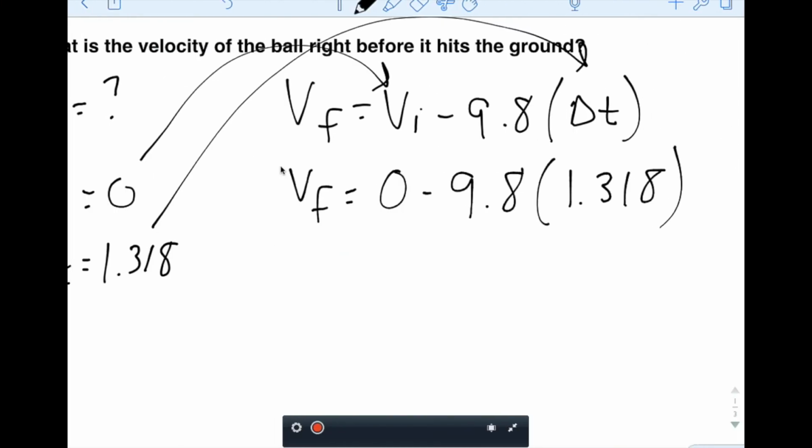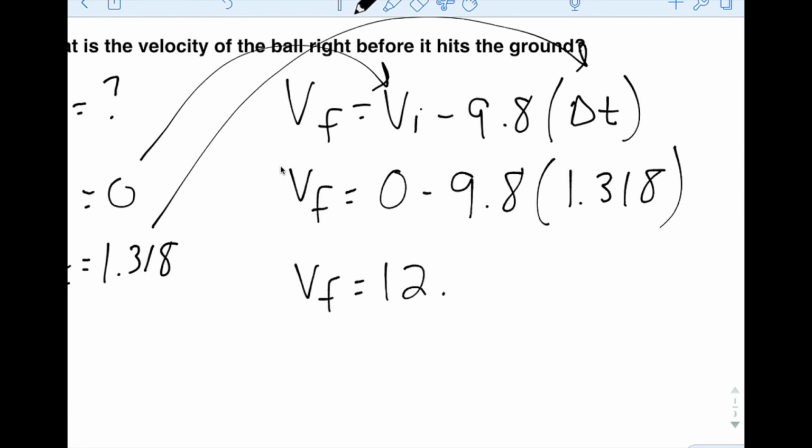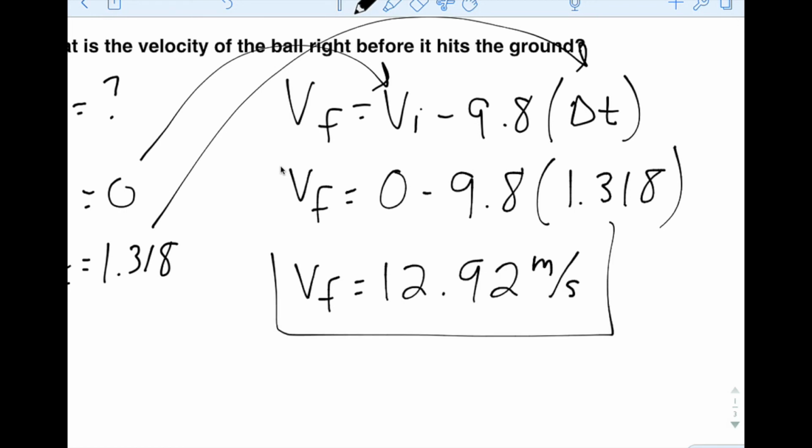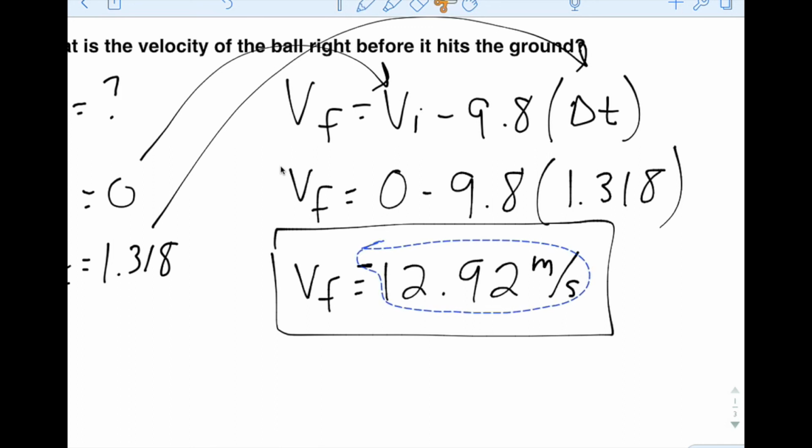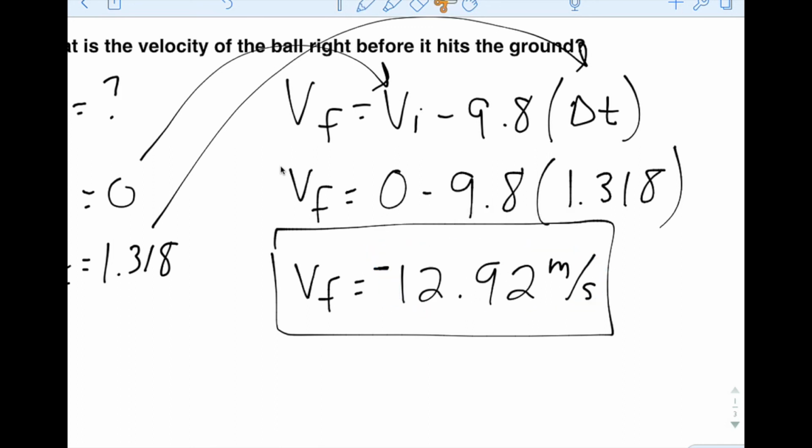All right, so my VF is 12.92, and that's a velocity, so it's meters per second. Whoa, almost messed up. Negative. There we go. Negative 12.92 meters per second, because I don't want to forget about that negative right there. That's important.